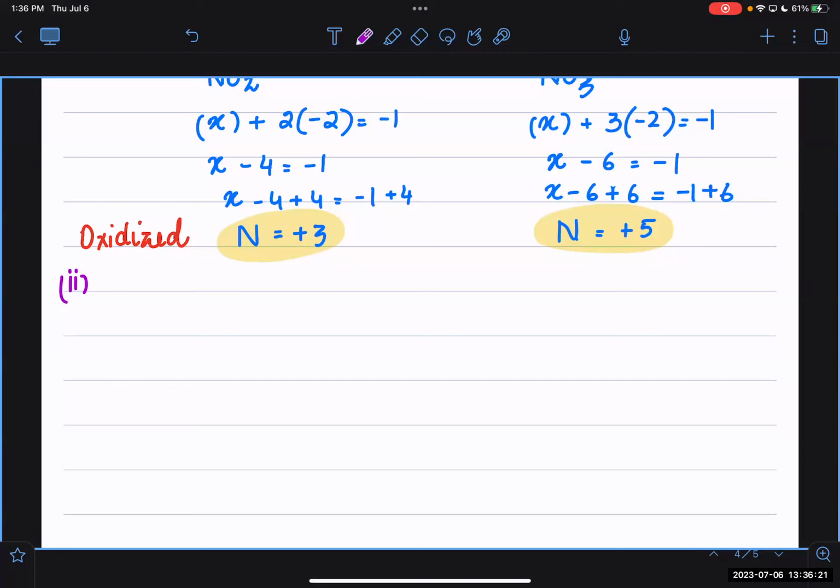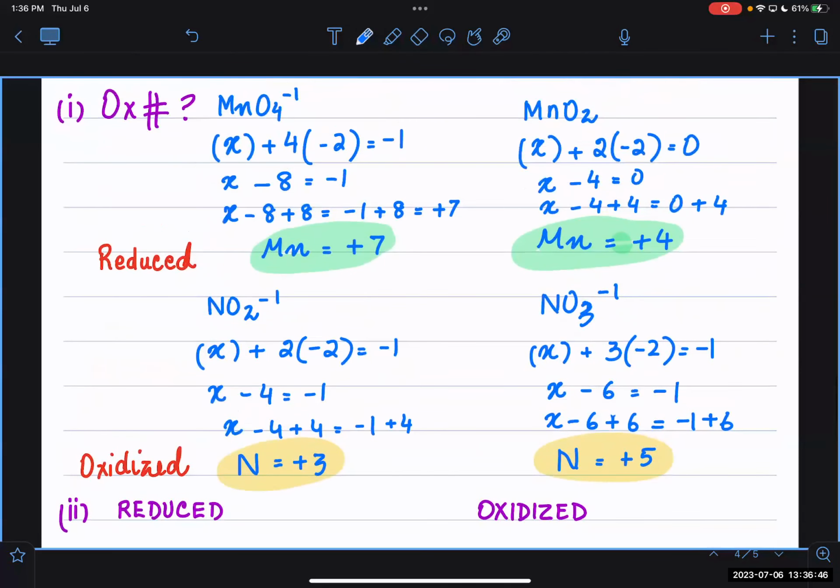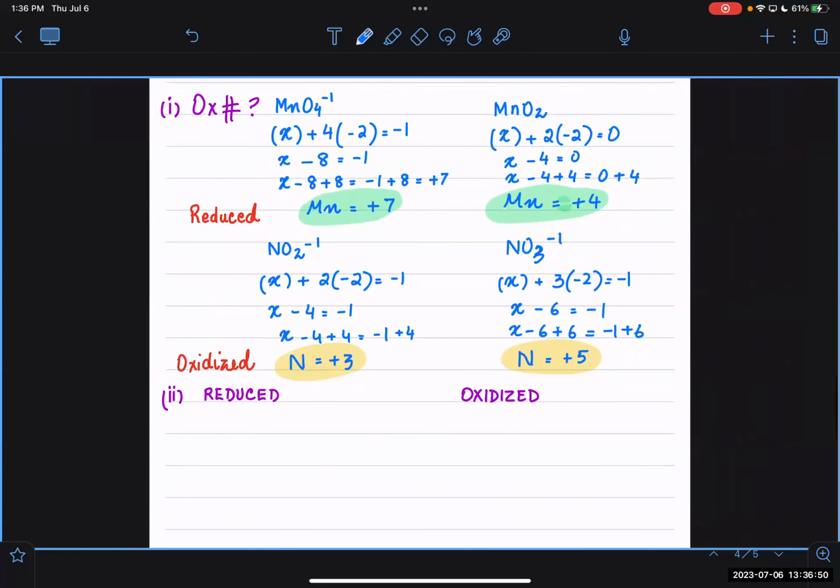Next, number 2. Now you break up into the reduced cell and the oxidized cell. So reduced and oxidized here. Break it up into 2 cells. So you're going to put MnO4 minus 1 going to MnO2. If you look at it this way also, it is reduced. It has less oxygens, right? The previous one has more oxygens. MnO4, more oxygen. So loss of oxygen is reduction.